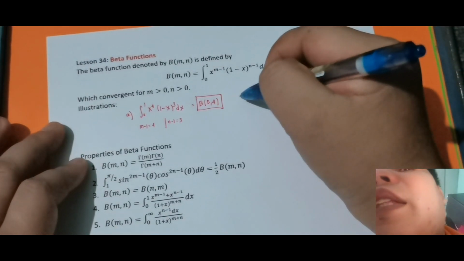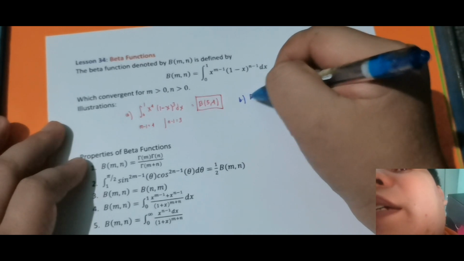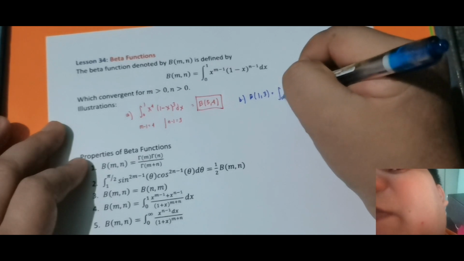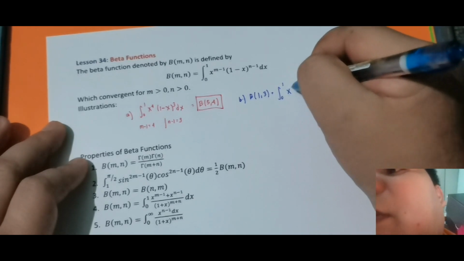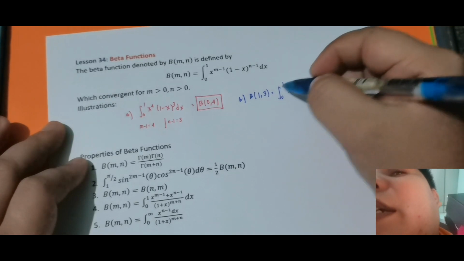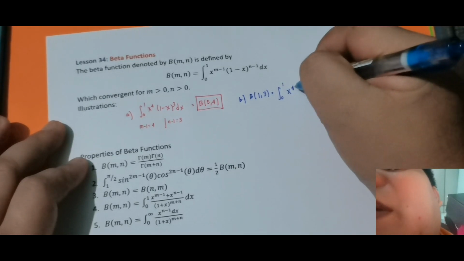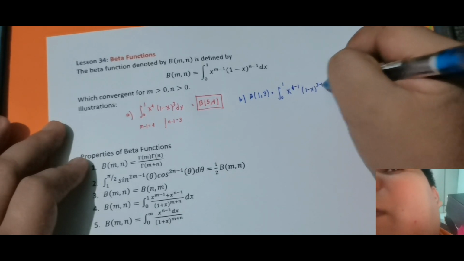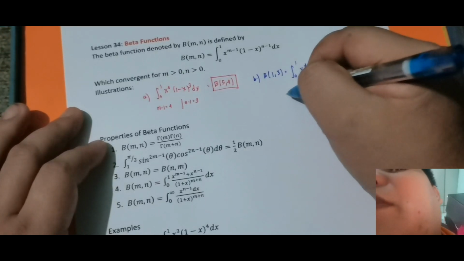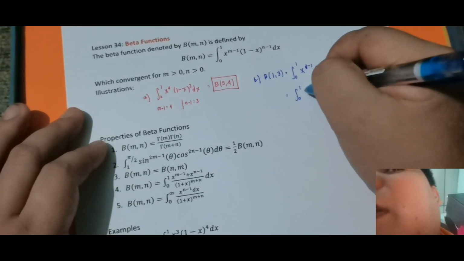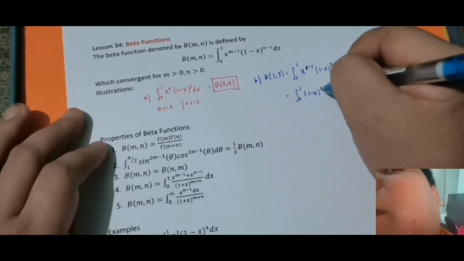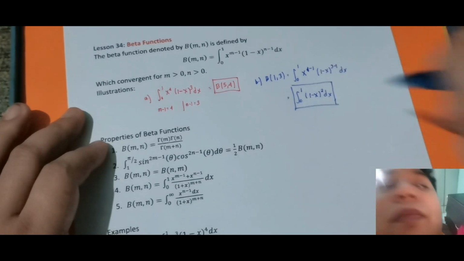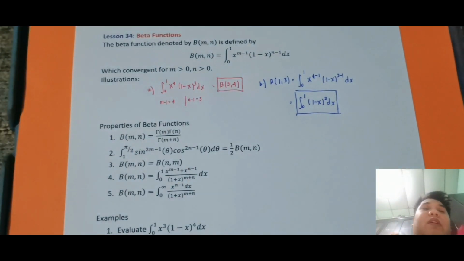Okay, so what if binigyan kita ng beta? So, we have beta of 1, 3. So, this is just equal to the integral from 0 to 1 of x raised to 0, kasi 1 minus 1, para makita nyo. Then we have 1 minus x raised to 3 minus 1 dx. And this is just equal to the integral, x raised to 0 is just 1, so this is just 1 minus x raised to 2 dx. So ito yung equivalent form. Okay, so ganun siya, intindihin yung ating beta function.